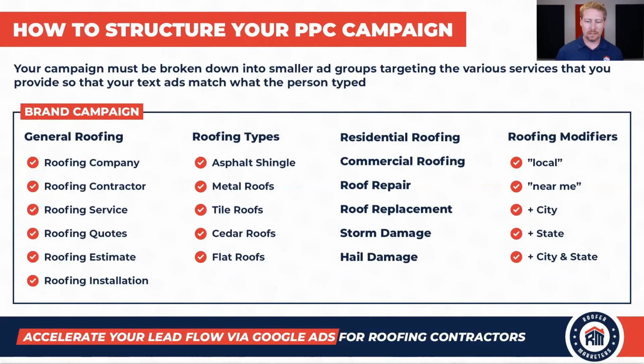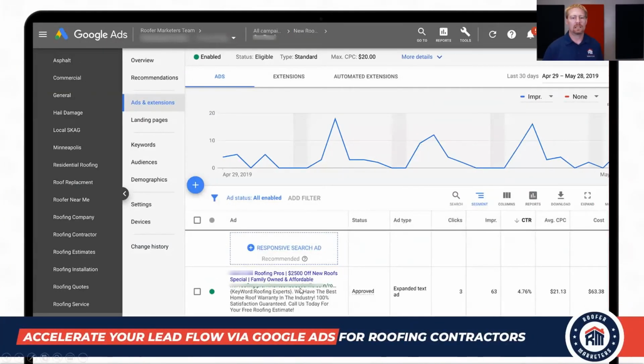And then you want to have specific ads for each of those ad groups, right? So here's an example of different ad groups. This one has an asphalt shingle, commercial, general, hail damage, local, single keyword ad groups, Minneapolis, residential roofing, roof replacement. So in each of these ad groups, there's different ads and landing pages. And so for each ad group, like I said, let's say in your commercial ad group, you're going to have ads that say, the best commercial roofing company.